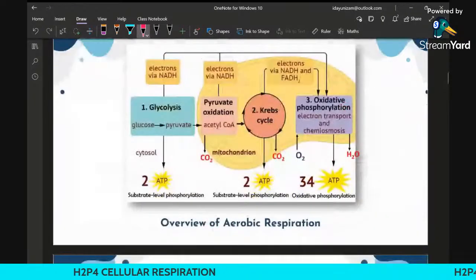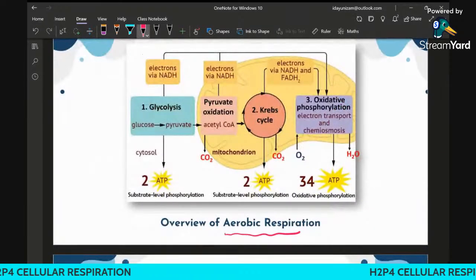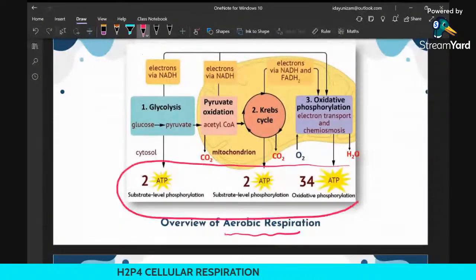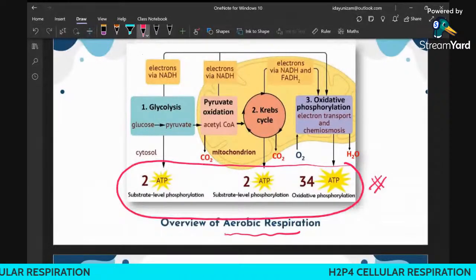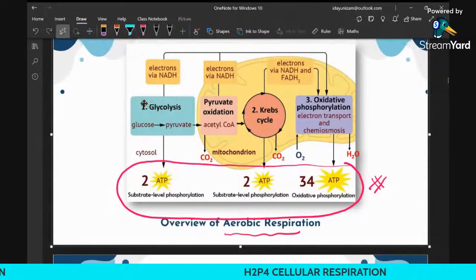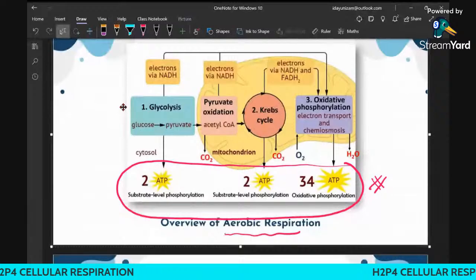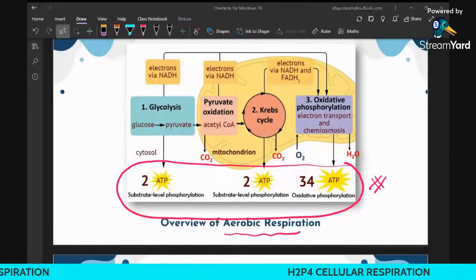Aerobic respiration means this is how you are going to learn step by step the metabolic reaction. This is very important, class, so concentrate on it. We are looking at the production of ATP from each stage.